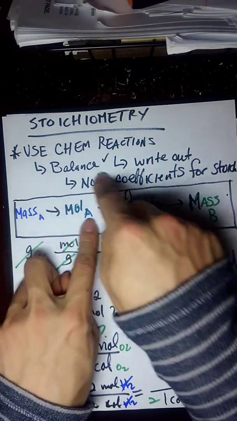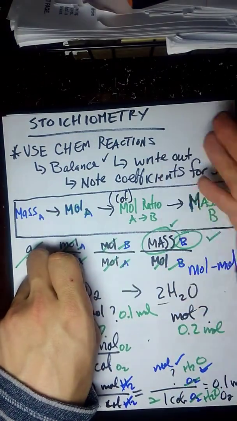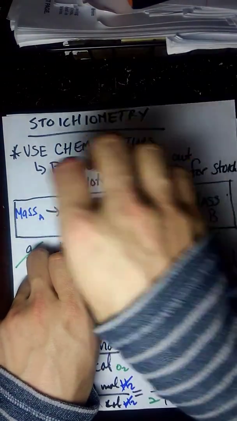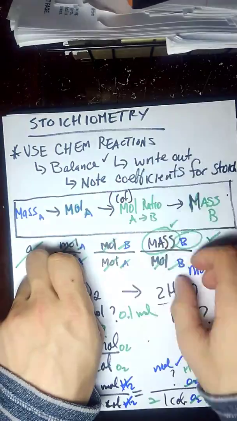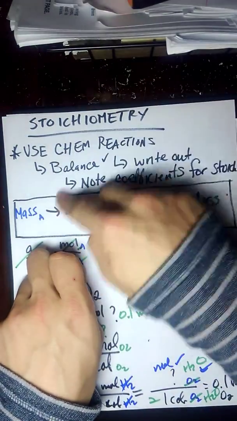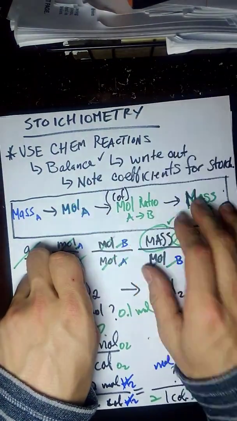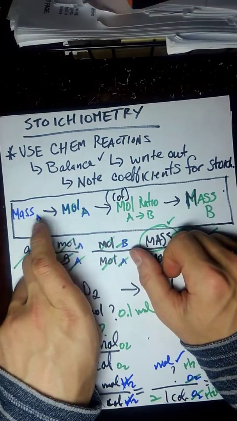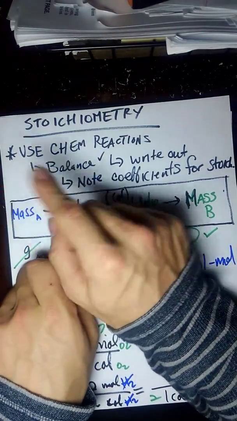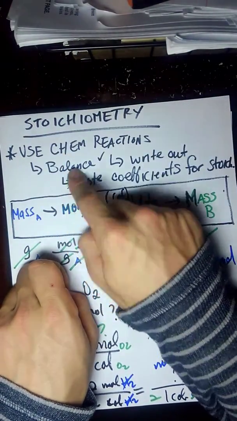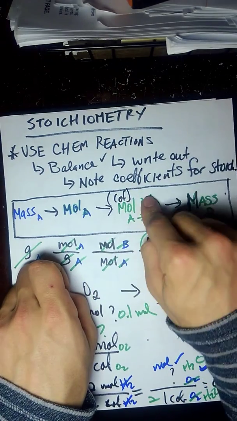Because if you flip it, you'll notice that it won't cancel correctly. You're going to be canceling moles from the other material, the other reactant, which is not what you want to do. So you're always going to go from mass of A to moles of A, and then do your ratio, and then get your mass.